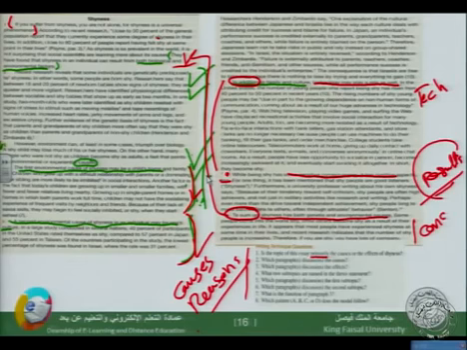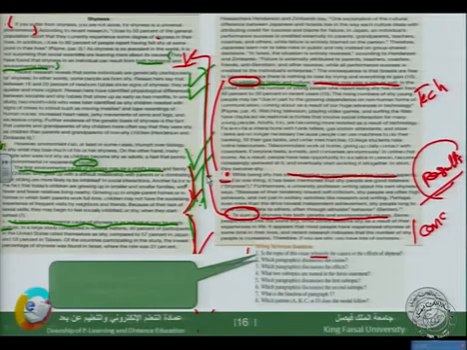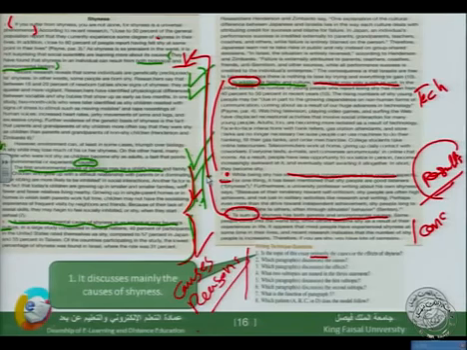How many causes are mentioned? 3 causes. And how many results? 1 result. It discusses mainly the causes of shyness, لأنه هنا حكت عن 1 cause, 2 cause, 3 causes. So it discusses mainly, بشكل رئيسي. السؤال معك، انتبهوا للسؤال دائما. Primarily or mainly has the same meaning.